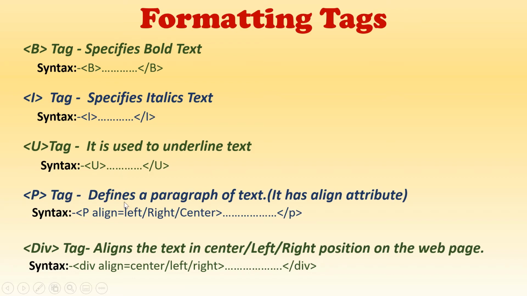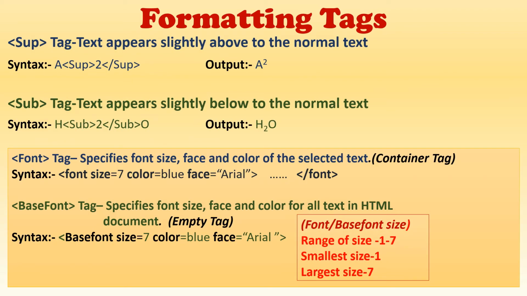The P tag is a paragraph tag. It defines a paragraph of text. It has an align attribute. We can align our paragraph in center, left or right position. DIV is basically used to align the text in center, left or right position. Sup, superscript. This is basically used to display our text slightly above the normal text. And sub is a subscript tag. If we want to display our text slightly below the normal text, then we use the sub tag.